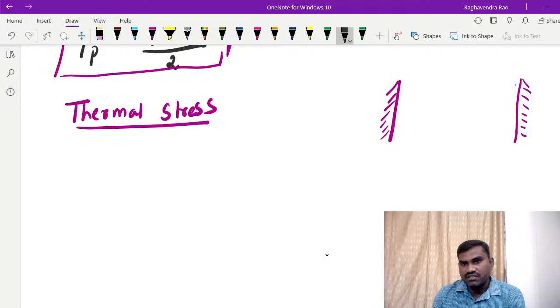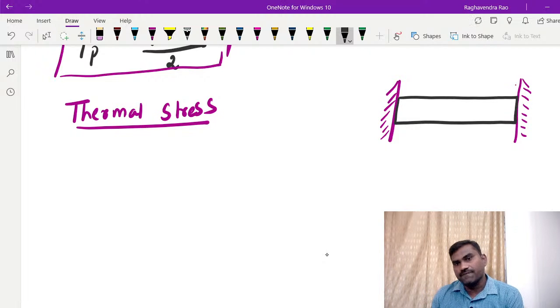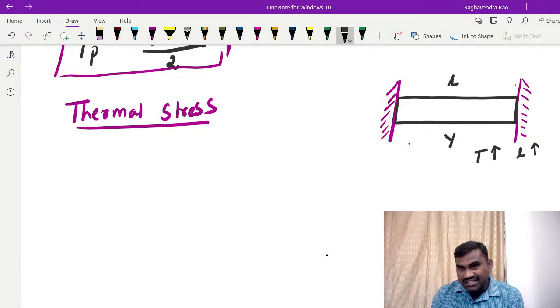So between these two rigid supports, we take one thermal conducting slab, for example soft iron. So this is of length L, Young's modulus Y. Now this is at room temperature. Now if temperature increases, what happens? Length of the wire will also increase. That means the wire is getting elongated. But because of these two rigid supports, there is no scope for elongation of the wire.